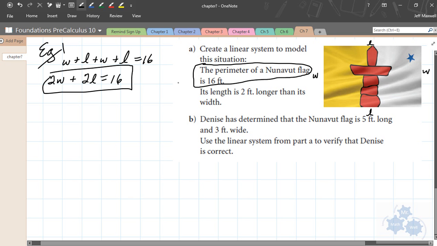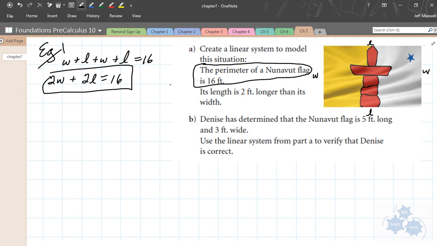Does everyone see that? The perimeter. Remember, perimeter is distance around. If we're talking about a flag, it's a rectangle. So you can set your variables equal to whatever. It doesn't matter, x, y. It's best, though, to choose a letter that will remind you what it's about, right? Like W, width, L, length, okay? So you should do that.